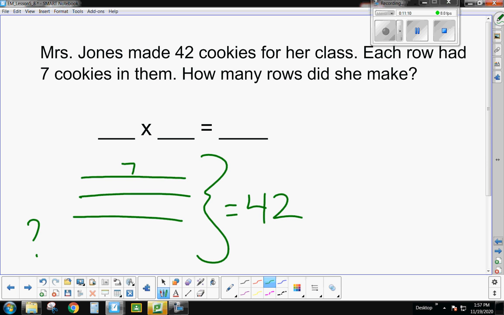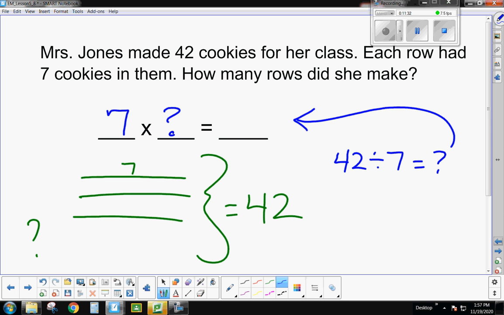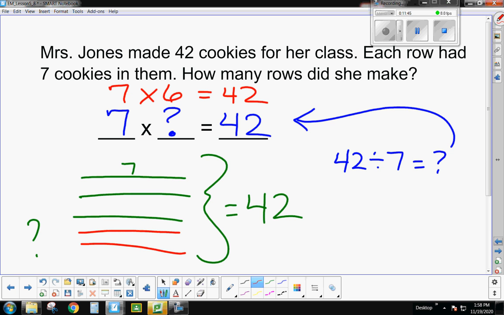Okay, so boys and girls, I'm taking those 42 cookies and I'm dividing them into rows of 7. How many rows will that be? Let's turn that around to a multiplication number model with a missing factor. If you didn't already do that, pause the video. And I should have 7 times blank equals 42. When I solve that problem, 7 times 6 equals 42. It would have taken 6 rows of 7 to equal that 42.